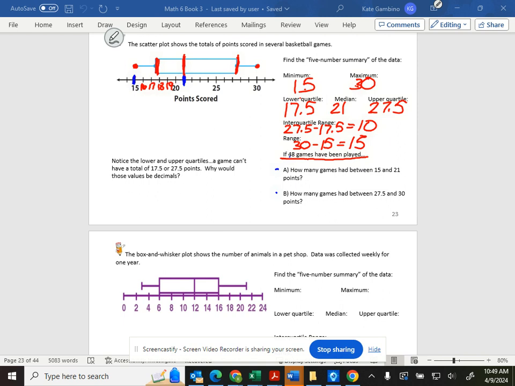Absolutely everything. She said, oh, there's 4 sections on the box and whisker, so I have to divide by 4, right? 4 sections divide by 4. So she did 48 divided by 4, and she got 12. But then she looked and said, hey, wait a minute. There are 2 sections. So there were 12 games in the first section and 12 games in the second section. So if there's 12 and 12, she had to multiply it by 2, and she got that 24.